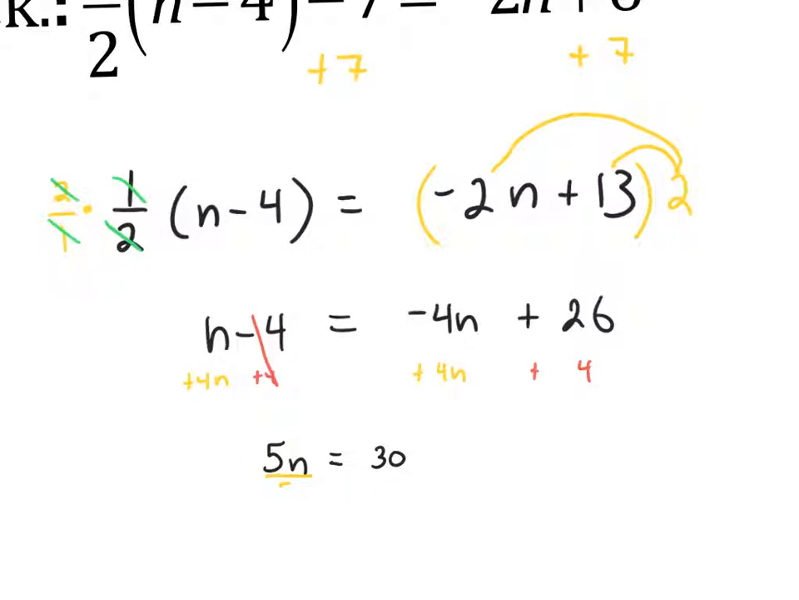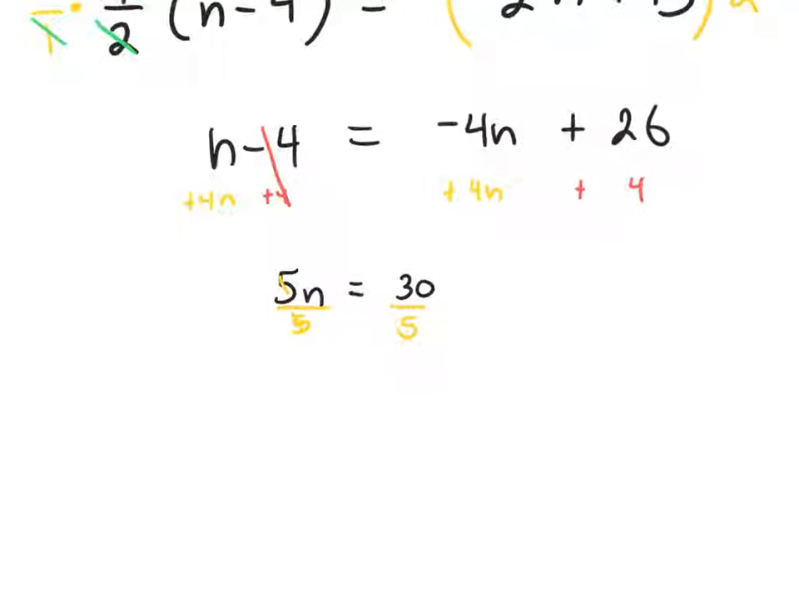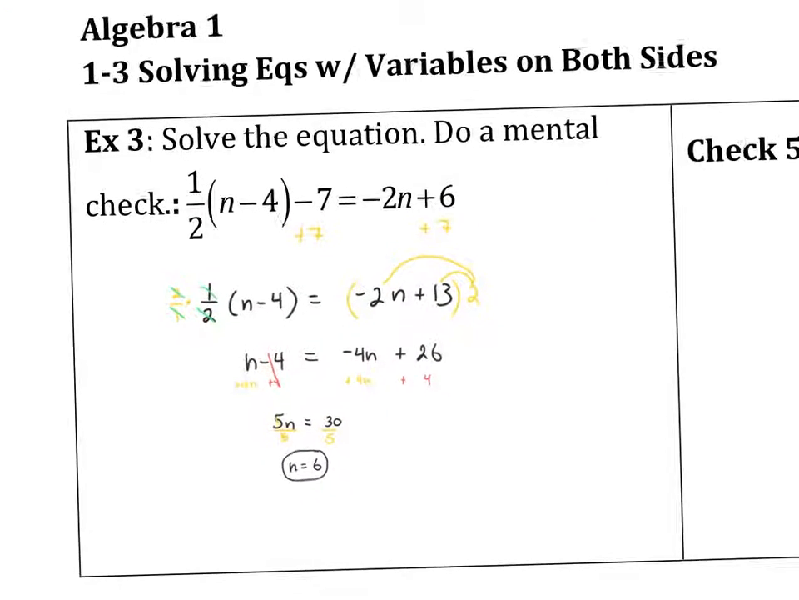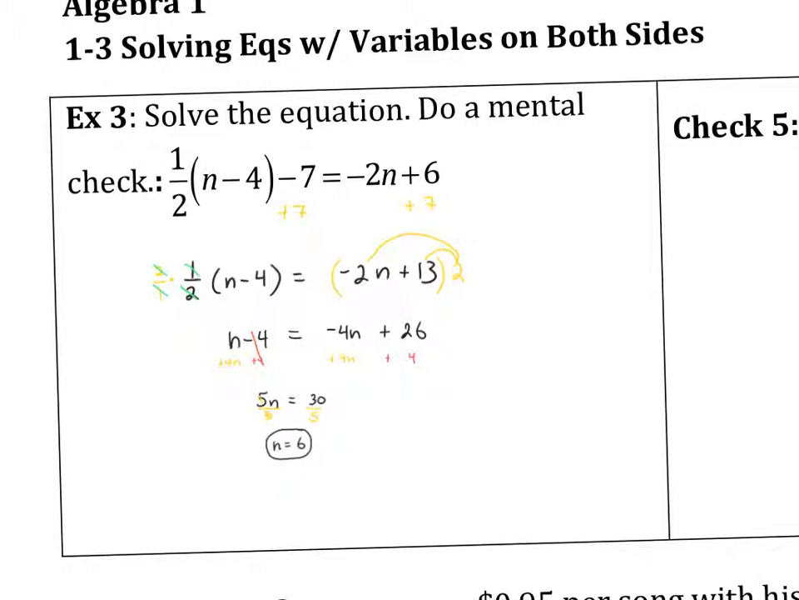Over here, I need to divide by 5 in order to isolate the n. Whatever I do to one side, I do to the other. So I get n equals 6. So this is my solution. And do a mental check. So let's walk through a check real quick.